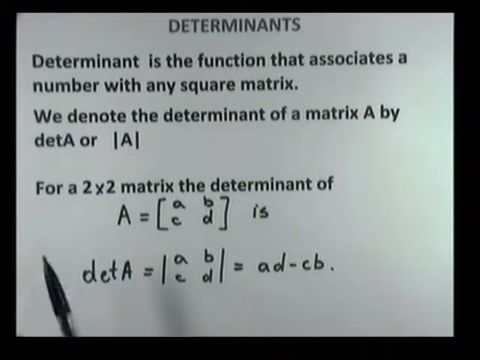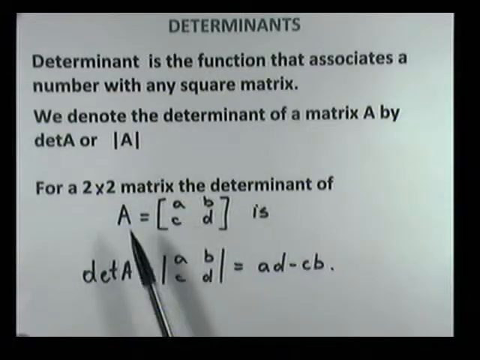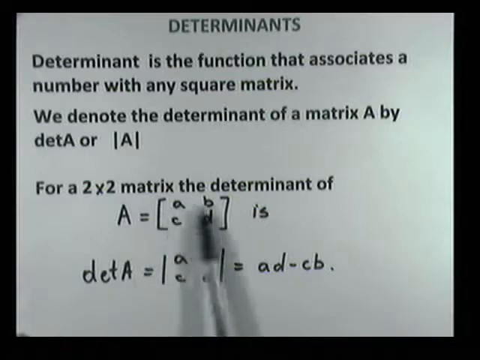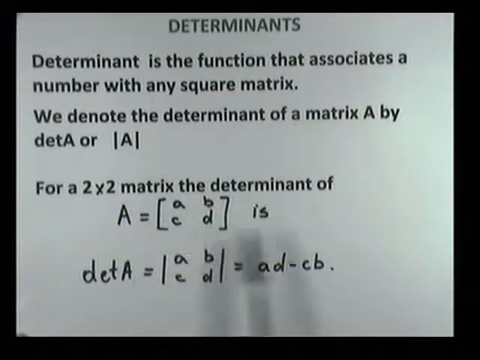Now for a 2 by 2 matrix A with terms a, b, c, d, the determinant, in straight lines, is found by cross multiplying: a times d minus c times b. That only works for 2 by 2 matrices. So once you have a 2 by 2 matrix, finding the determinant is straightforward. Cross multiply a times d and subtract the multiplication on the other diagonal.